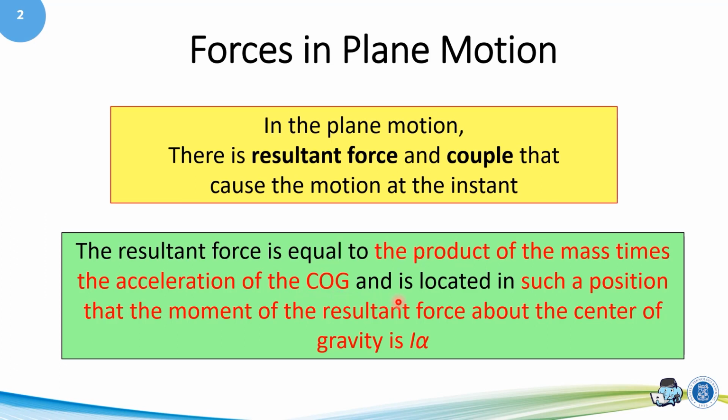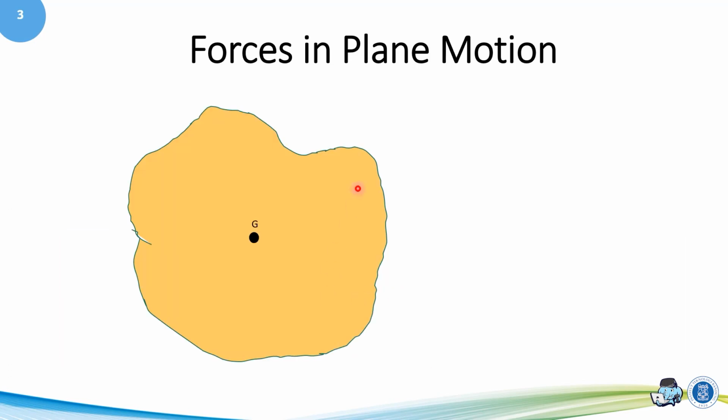And then it is located in such a position that the moment of the resultant force about the center of gravity is I times alpha. So for example, there's a body and this point is the center of gravity of this body. At the center of gravity, it has linear acceleration ag, and also this body is rotating with angular acceleration alpha, and the direction is counterclockwise.